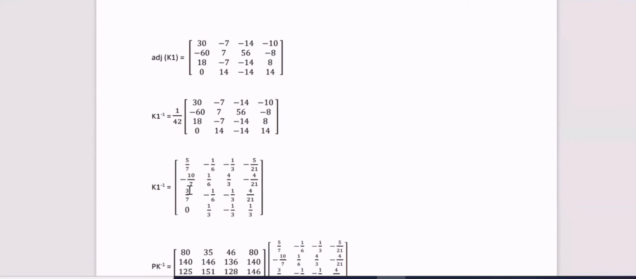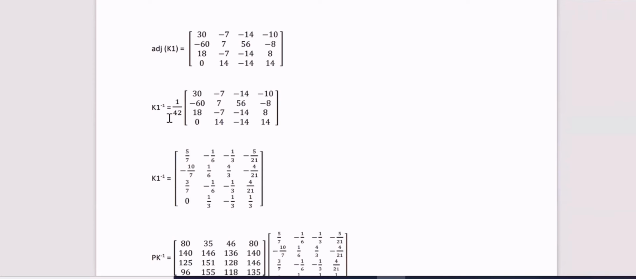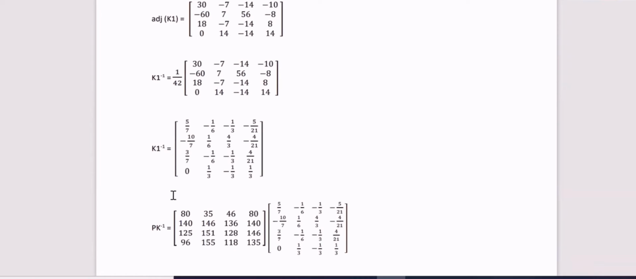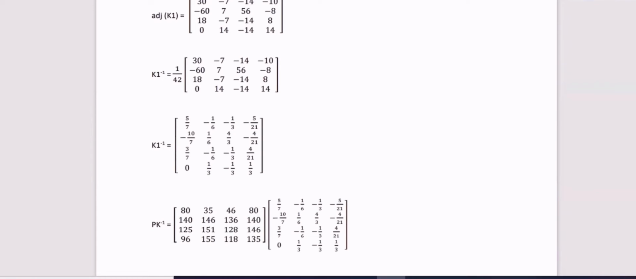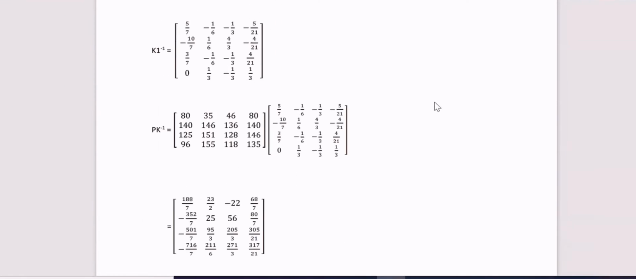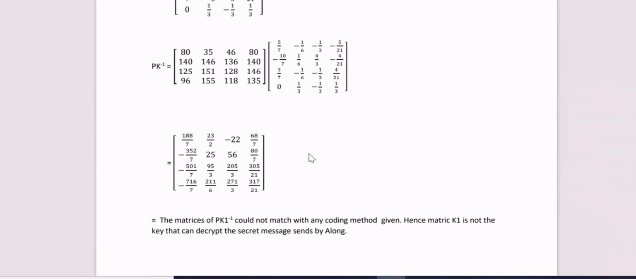From this equation, we got this inverse, and we multiply it by matrix P, in order to get the secret message. However, this set of matrix will not match any coding method given. Hence, matrix K1 is not the key that can decrypt the secret message sent by Along. So let's try out matrix K2, which will be explained by Shafiqah.